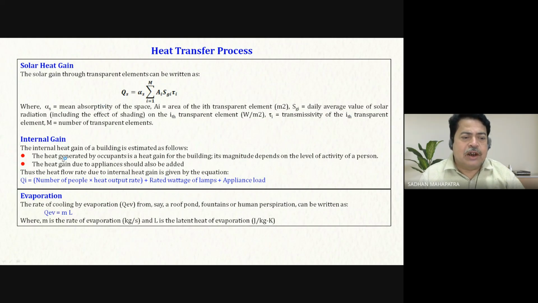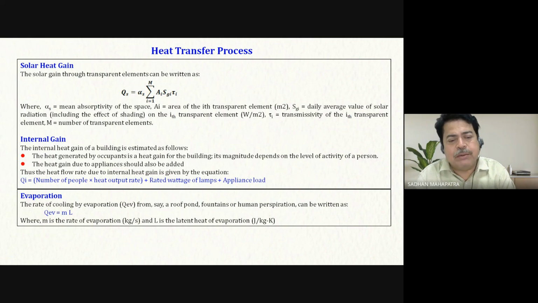Internal heat gain we have already discussed. Here we basically look at the number of people into the heat output rate, rated wattage of the lamps, and the appliance load in terms of kilowatt. Here we are not taking anything too complicated. We are just looking at the wattage or rating of the lamps or the loads, and we'll just add it.